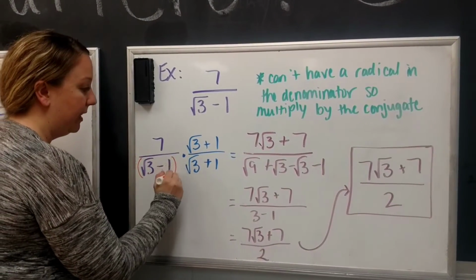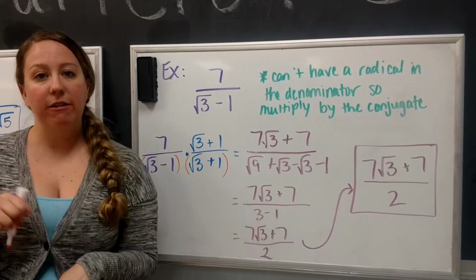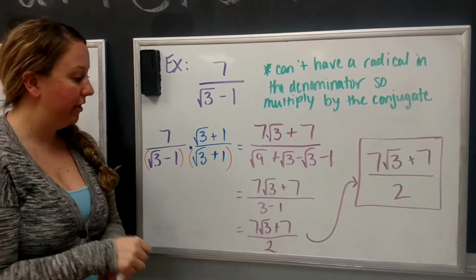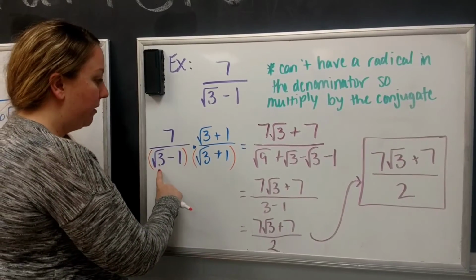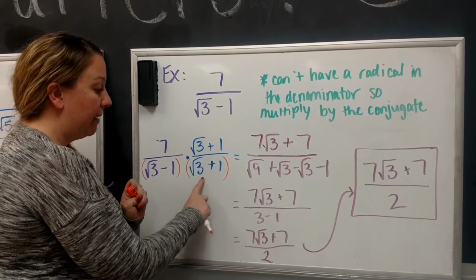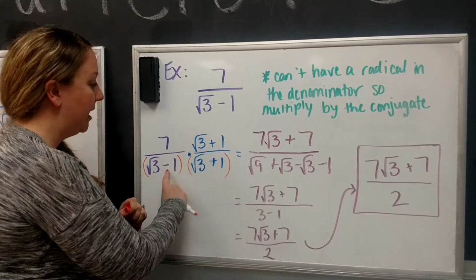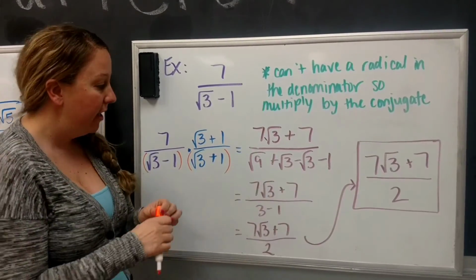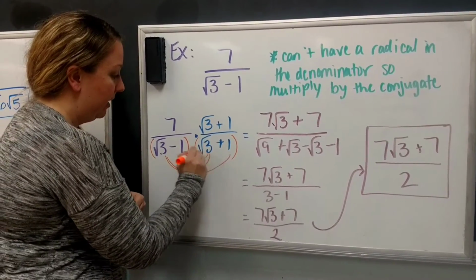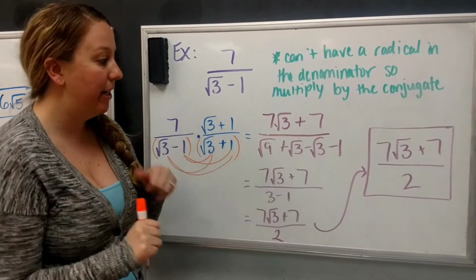And it's like these guys are in parentheses, and you want to FOIL. So I want to do radical 3 times radical 3 to give me radical 9. Radical 3 times 1 gives me 1 radical 3. Negative 1 times radical 3 gives me my negative radical 3. And negative 1 times 1 gives me my negative 1. So you want to actually multiply first, outer, inner, last, and get this denominator.